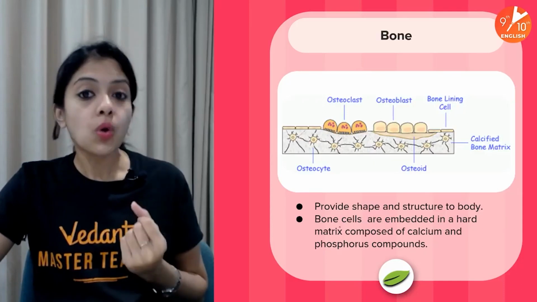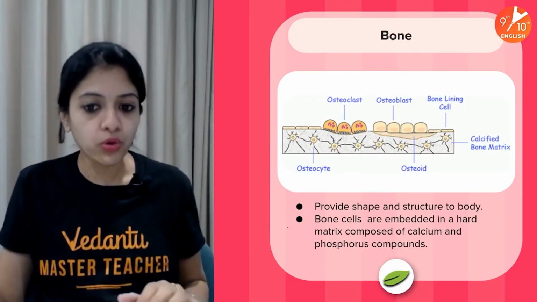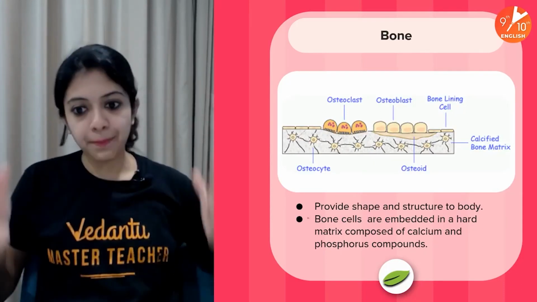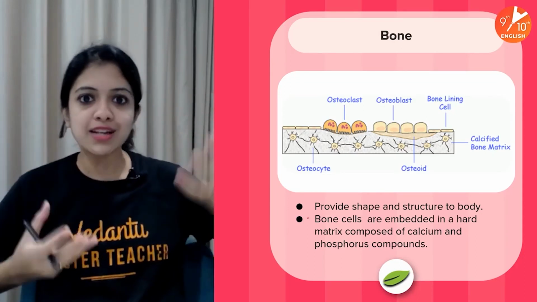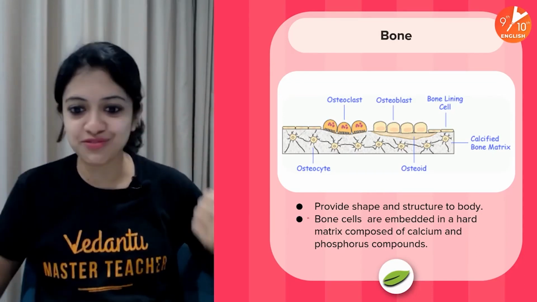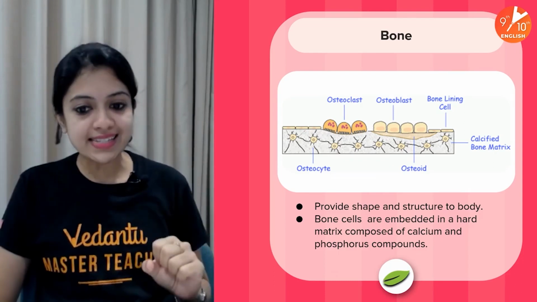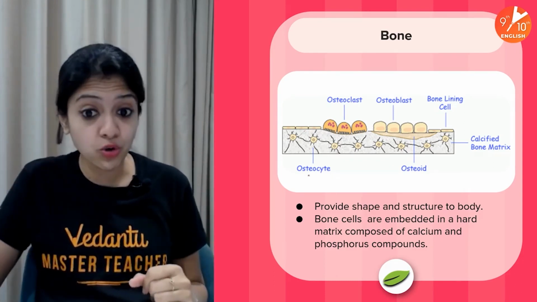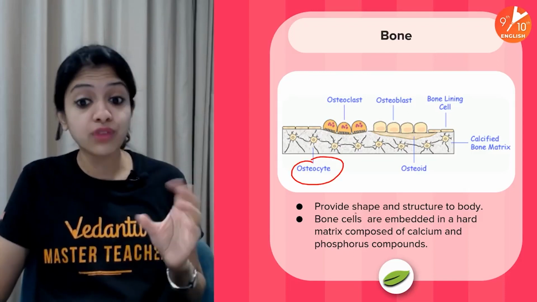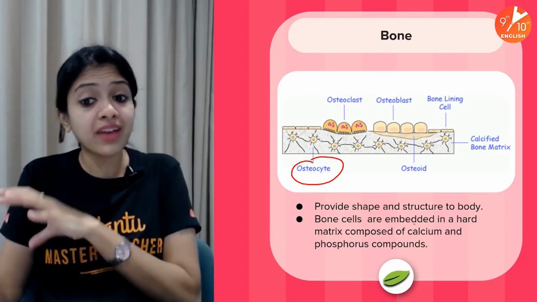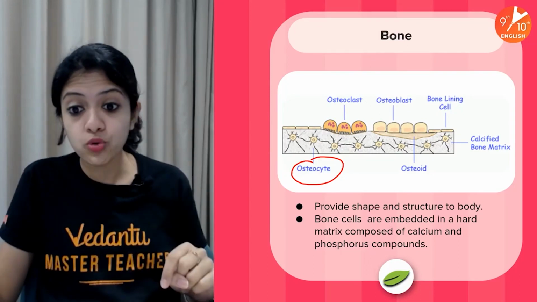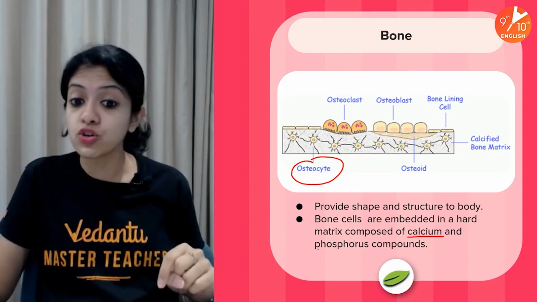Now coming to bone. What does your bone do? Bone, of course, provides shape and structure to the body. Without your skeletal system, we are just a loose mass of skin and random pieces of flesh, right? Bone cells, which we call osteocytes. Osteocytes are another technical term for bone cells. These are embedded in a very hard matrix, which is composed of calcium and phosphorus compounds.